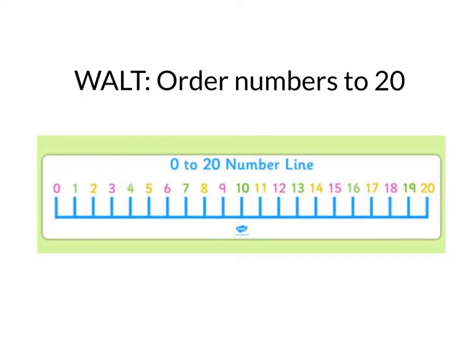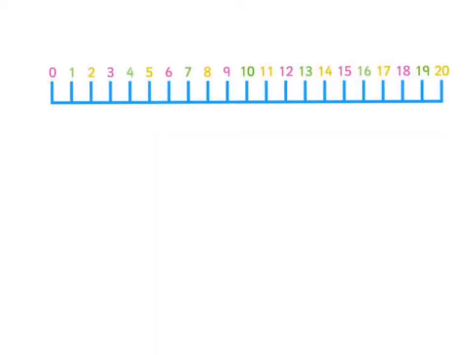We are learning to order numbers to 20. Here is a number line from 0 to 20. Read the numbers with me.